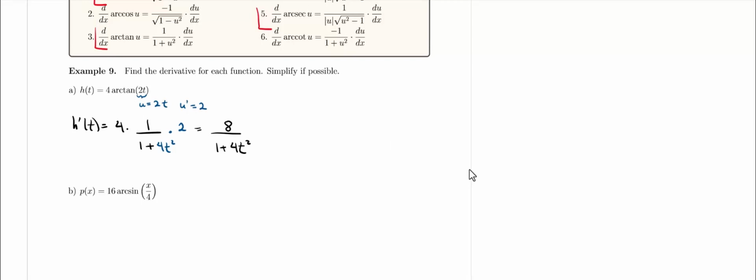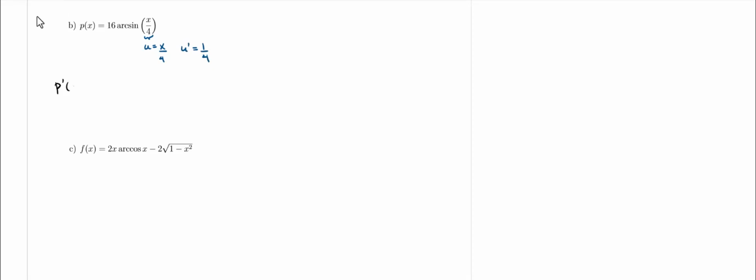Okay, so now let's take a look at another one here. For the next problem, we have p of x equals 16 times the arcsine of x over 4. Alrighty, now this one here, I'm going to begin by, again, identifying our u. So our u here is x over 4, and the derivative, u prime, is going to be 1/4. Okay, so what will be then the derivative?